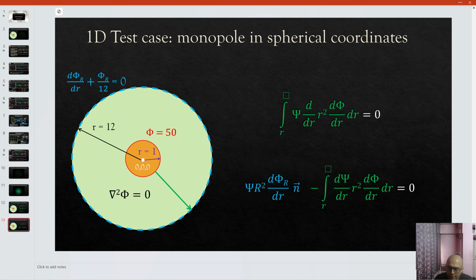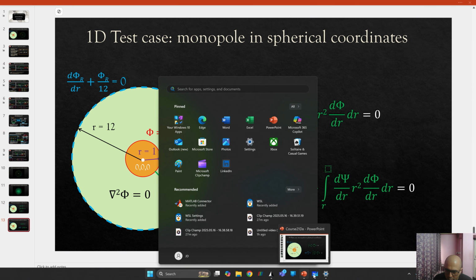And so you have this d phi by dr here in the boundary, and this is our boundary condition. So we know d phi by dr is equal to minus phi by 12, right? So we'll just plug this into this part, and remember this phi is only the phi at R, which is the phi at the boundary. So in this simple case, this is just a point integral. Okay, so let me return back to the whiteboard.